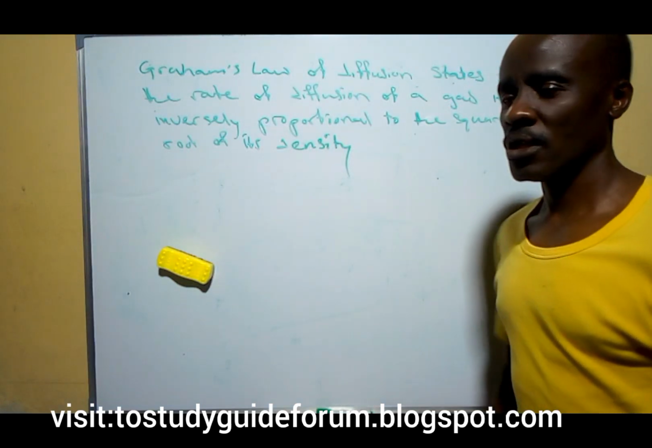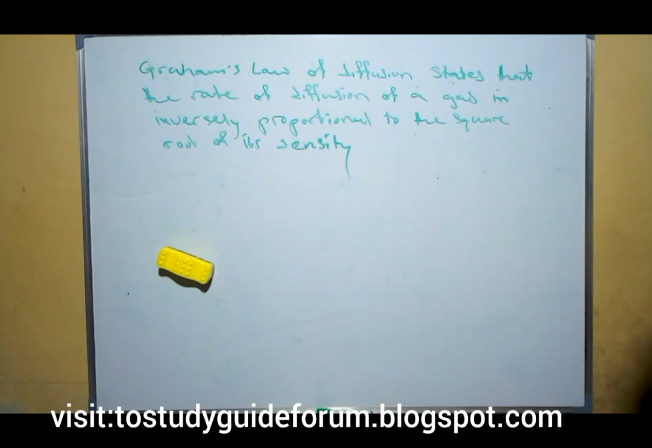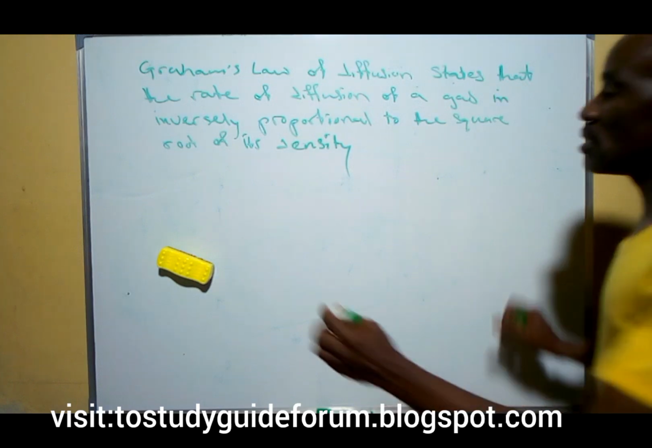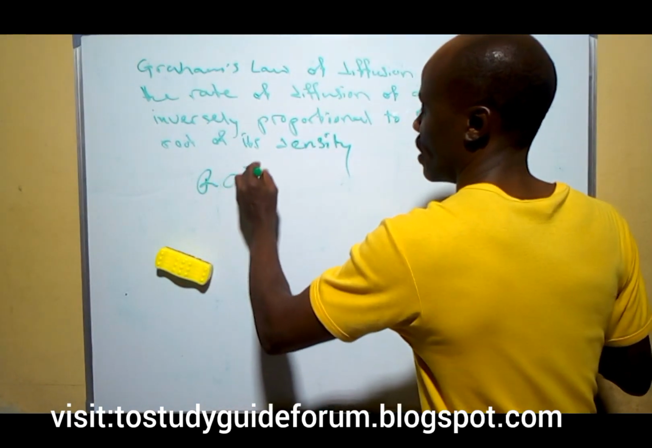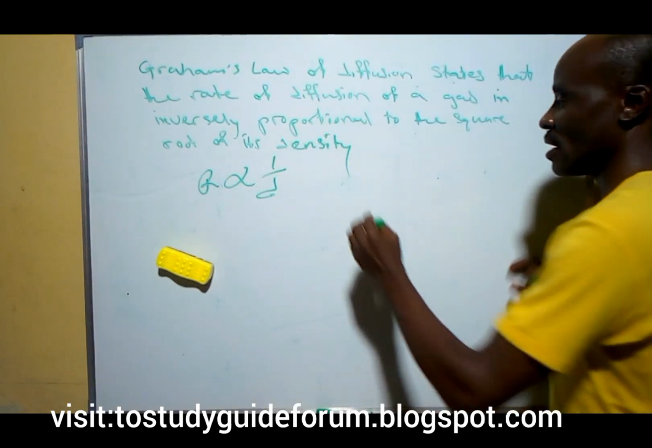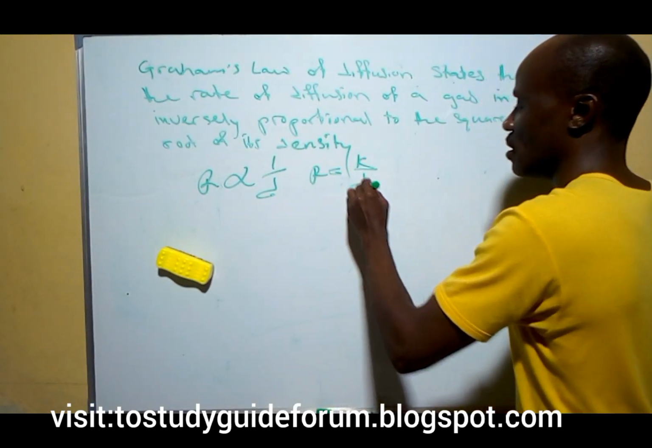Today we're going to study Graham's law of diffusion, which says that the rate of diffusion of a gas is inversely proportional to the square root of its density or vapor density. So in this case, what it means is that R is inversely proportional to the square root of density. If we are to apply the constant, we have it to be over this.